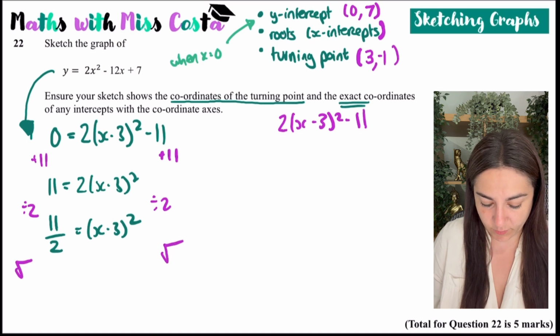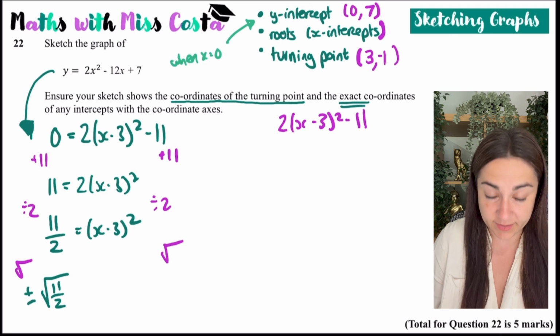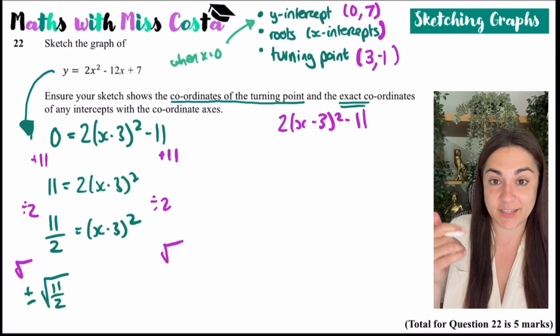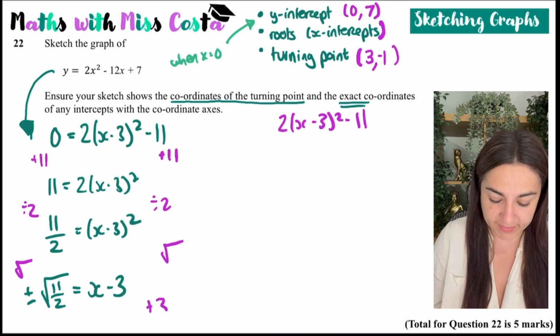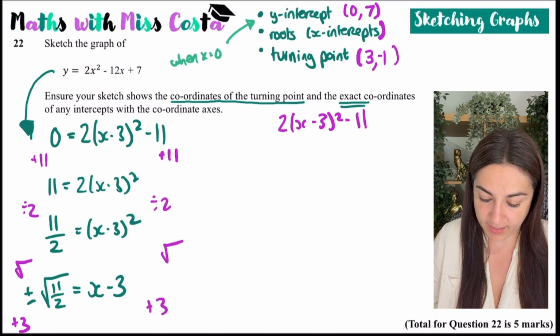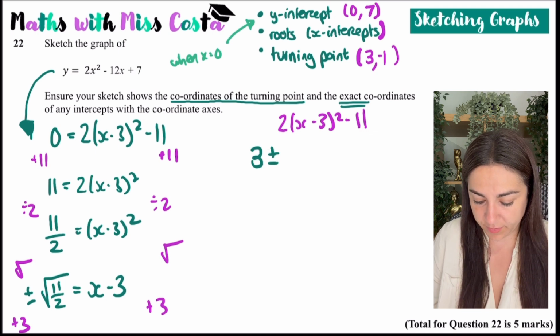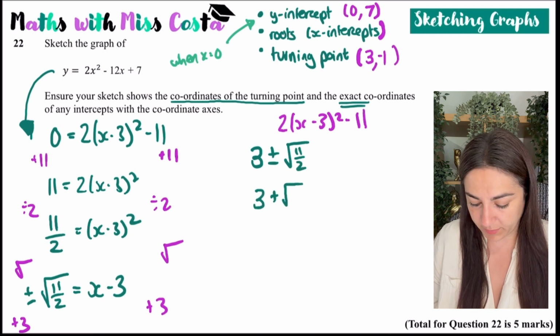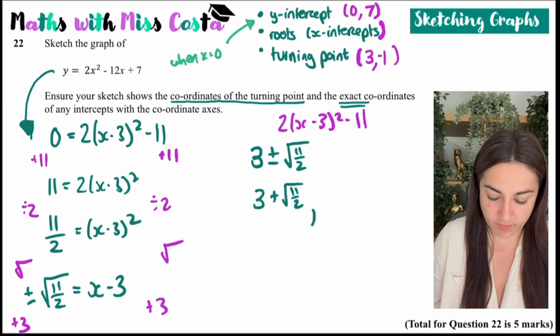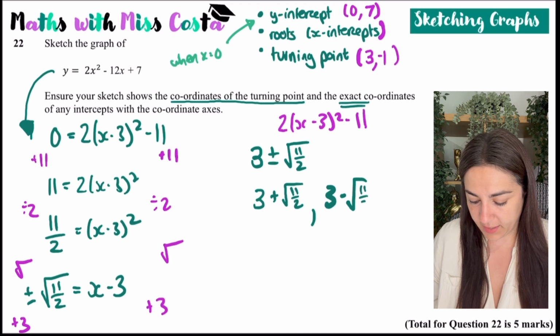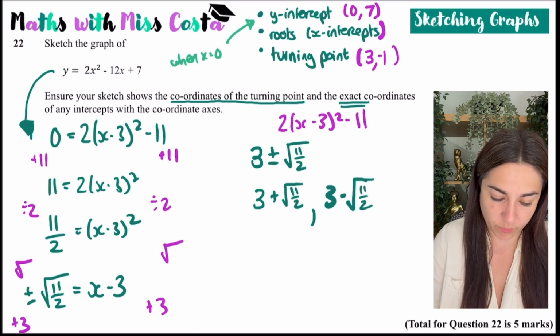Next thing I can do is square root both sides. So the square root, and remember it's going to be positive or negative, because every square number has a negative and a positive square root. So that's going to be x minus 3. The last thing I do is add 3 to both sides. So the x coordinates are going to be 3 plus or minus root 11 over 2. That means that one of the coordinates would be 3 plus root 11 over 2, and one would be 3 minus root 11 over 2. So they're my two coordinates.